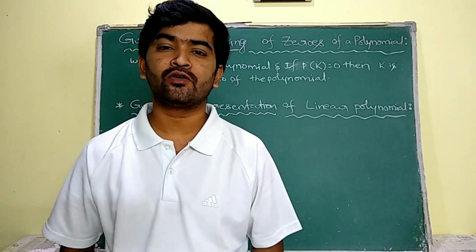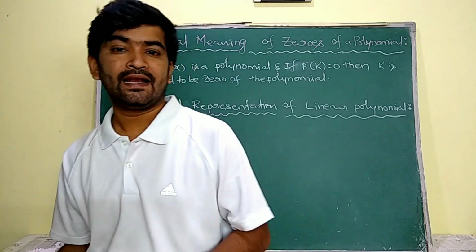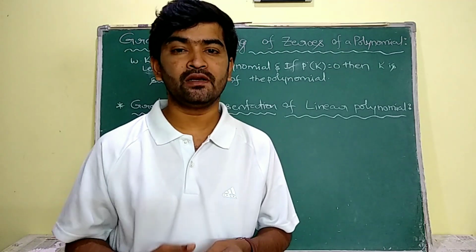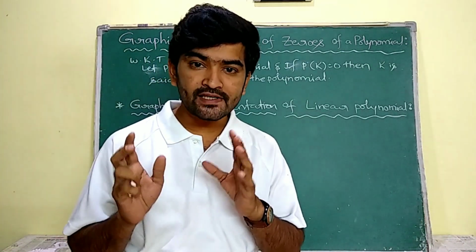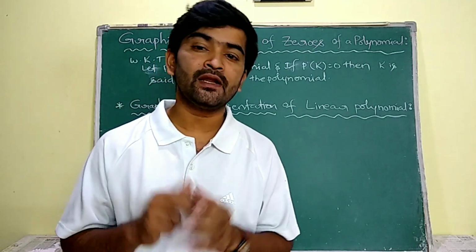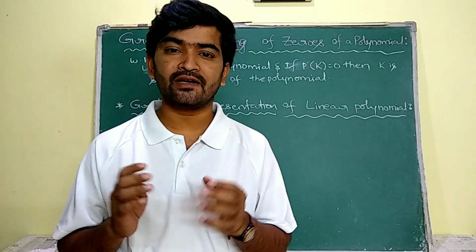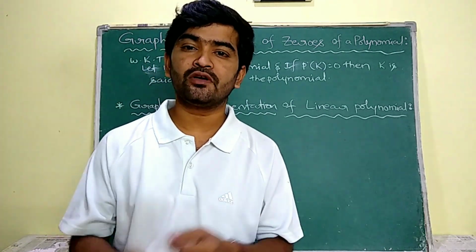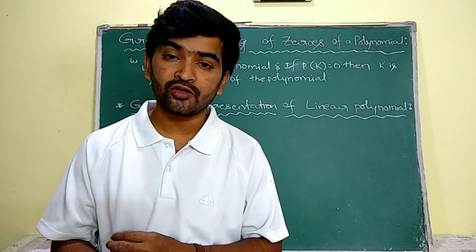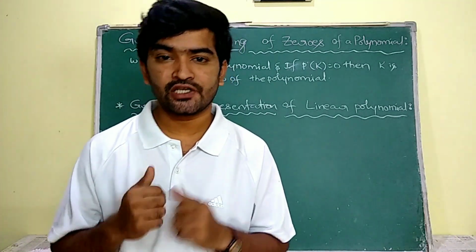Today in this video we are going to discuss the graphical meaning of the zeros. Let p of x be a polynomial. If p of k is equal to 0, then k is known as a zero of the polynomial p of x. That is the general procedure to find the zero of a given polynomial. Now we are going to see what the graphical meaning of the zero is.